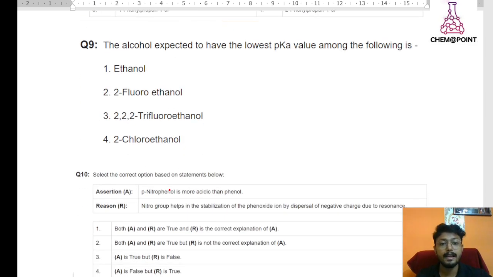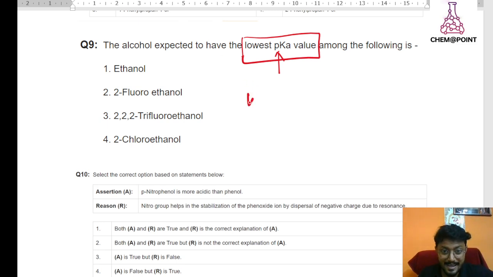The alcohol expected to have the lowest pKa value among the following is. Dear student, this question comes directly in CBSE. Okay, please have a look. Lowest pKa value. What do you mean by pKa? Okay, don't worry about that. I am here. I will explain what's the right answer and how to think. How to think is very important, right?